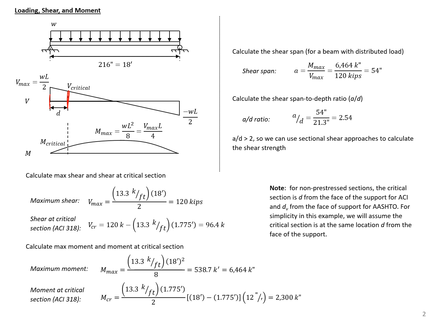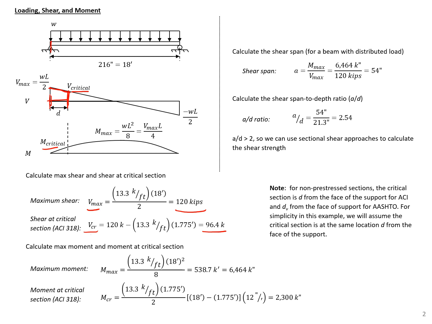Here we don't have any support information, so we're just going to assume that the face of the support is the center line of our support. So a distance d away from the face of the support will give us our critical shear and critical moment. We can find our maximum shear, which would be 120 kips, and our critical shear. We have a linear slope equal to our distributed load, so we can find our shear at critical equal to 96.4.